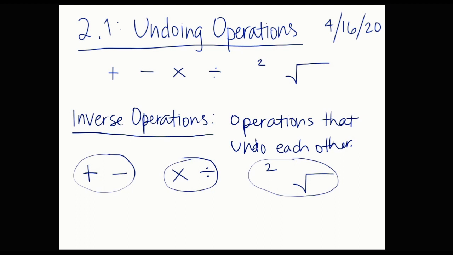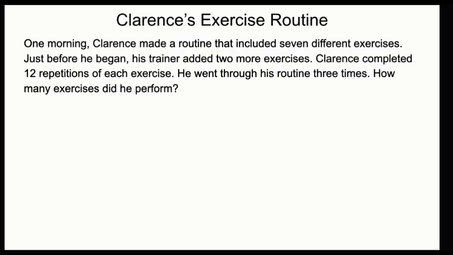So let's do an example where we're going to have to use some inverse operations. Clarence's exercise routine. One morning, Clarence made a routine that included 7 different exercises. Just before he began, his trainer added 2 more exercises. I'm already seeing some numbers here, so I'm going to start underlining important things. Clarence completed 12 repetitions of each exercise. He went through his routine 3 times. How many exercises did he perform?